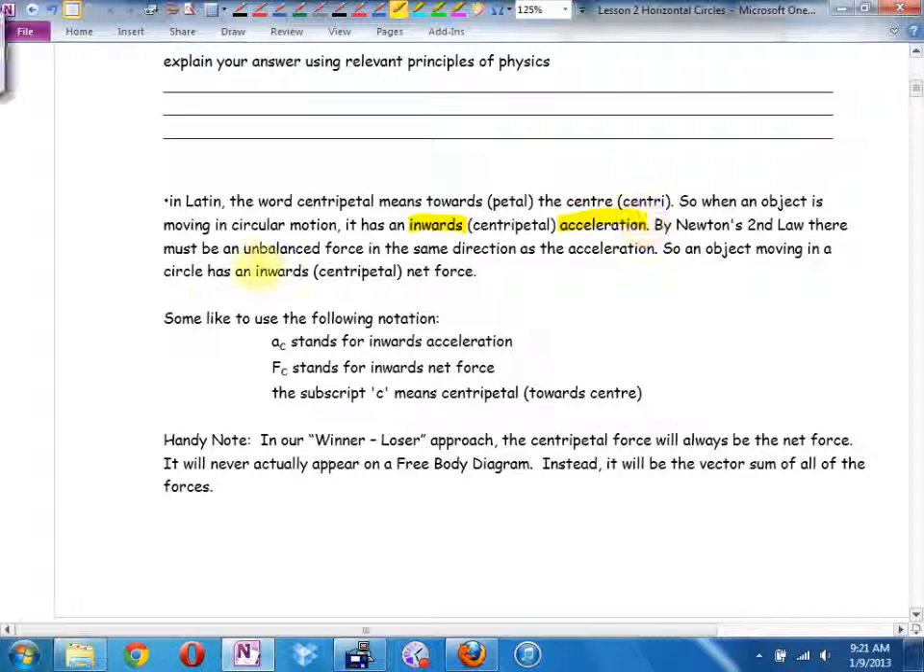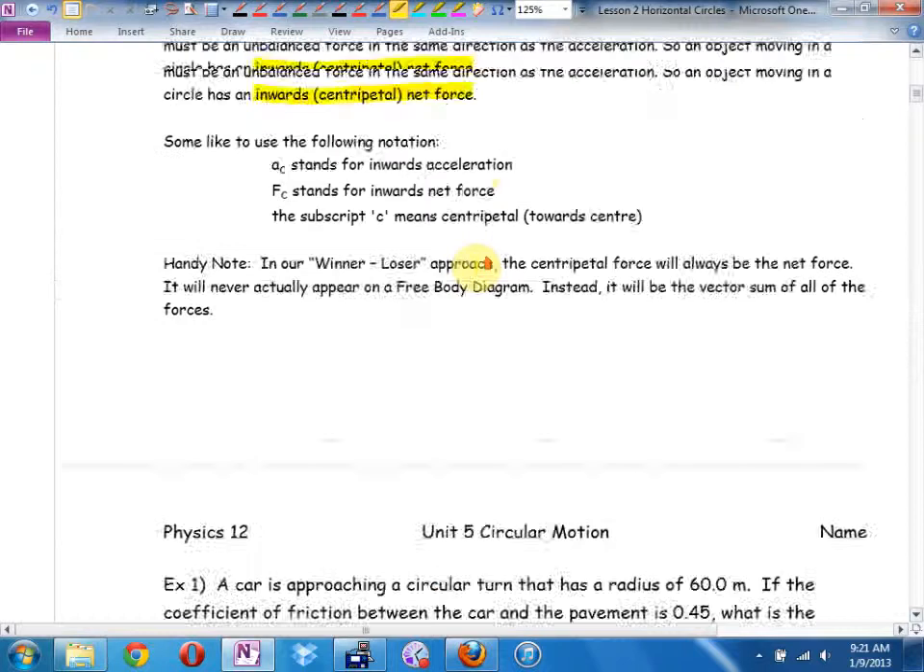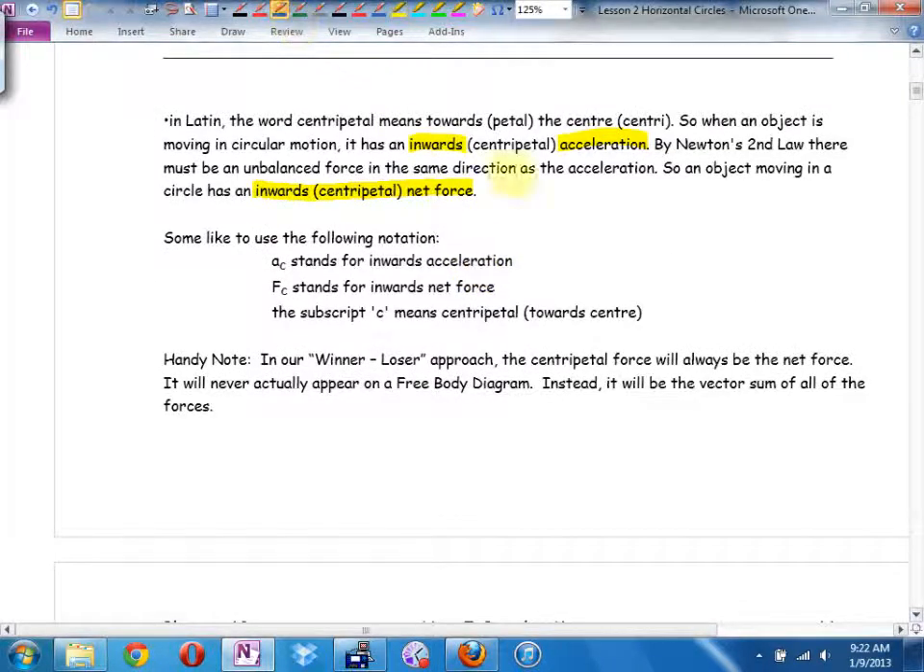So an object moving in a circle has a centripetal net force. Some like to use the following notation. I use the following notation. Ac is circular acceleration. It's actually centripetal acceleration, but most of you will think of circle with the letter C. It's easier to remember. Fc stands for inwards net force. So here's what that means. Fc equals m Ac. Mass times circular acceleration.